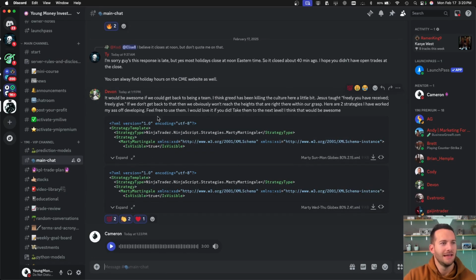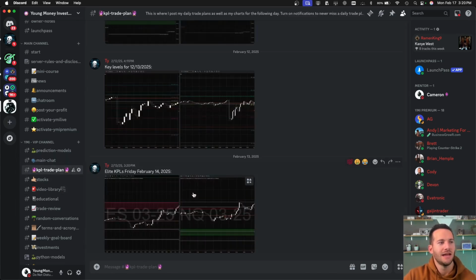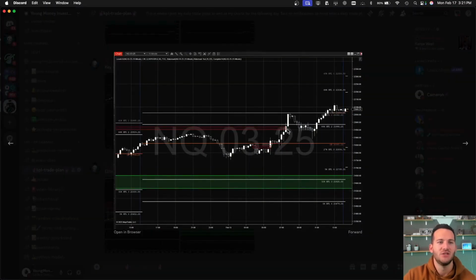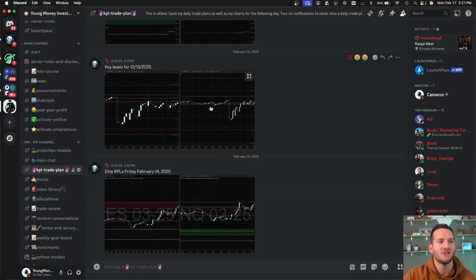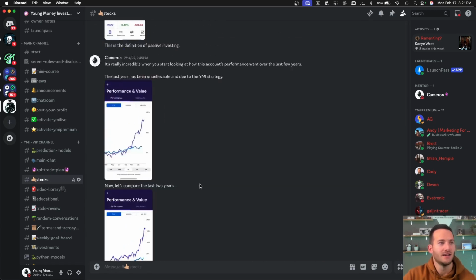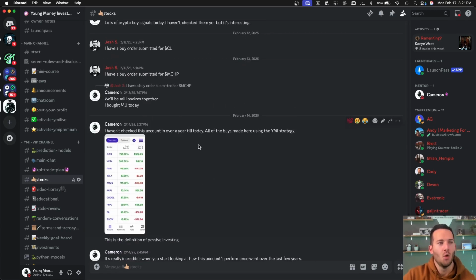That's where everybody is active, the community's posting, things like that. KPL trade plan is where KPLs will be posted. My algorithm that generates proprietary key price levels, these are posted here in the KPL trade plan area. We have a stock section where we talk about stocks and what we're buying, why we're buying them.